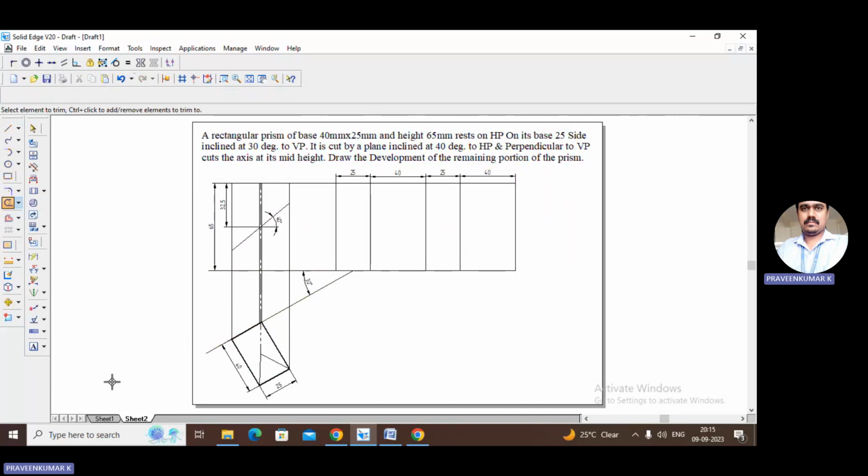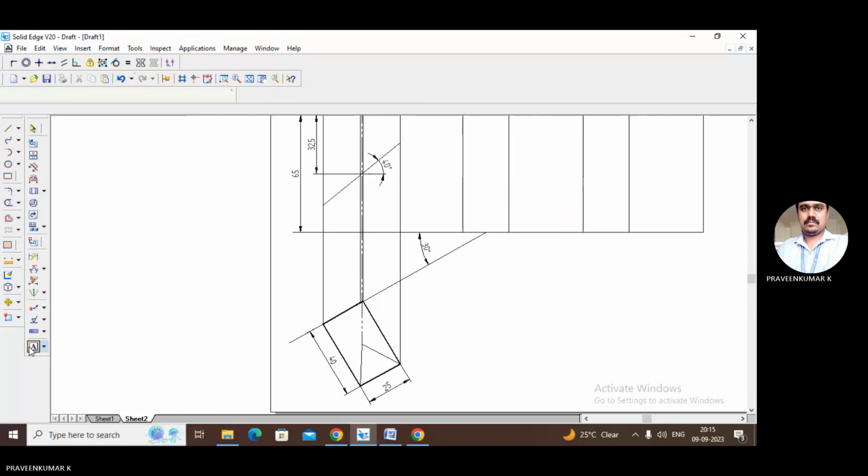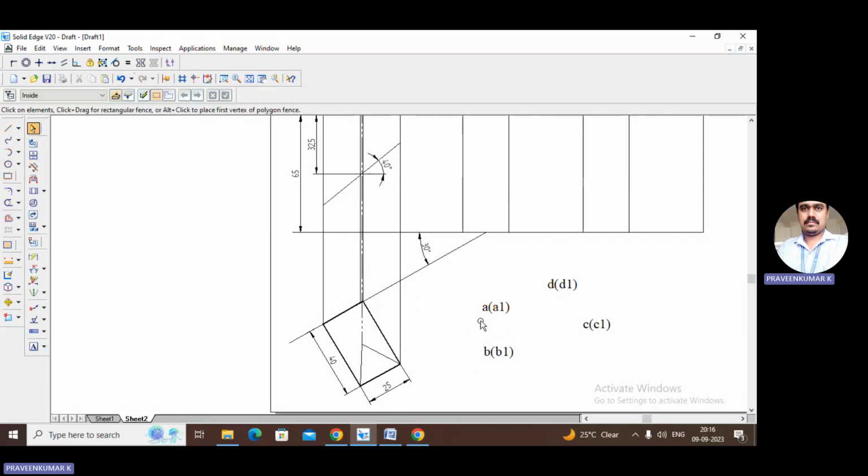So now just draw the projection lines. See, I'm drawing the projection lines. Before that, just do the naming. Let us take A of A1, then B of B1, and C of C1, then D of D1. This is my A of A1, this is my B of B1, this is my C of C1, this is my D of D1.